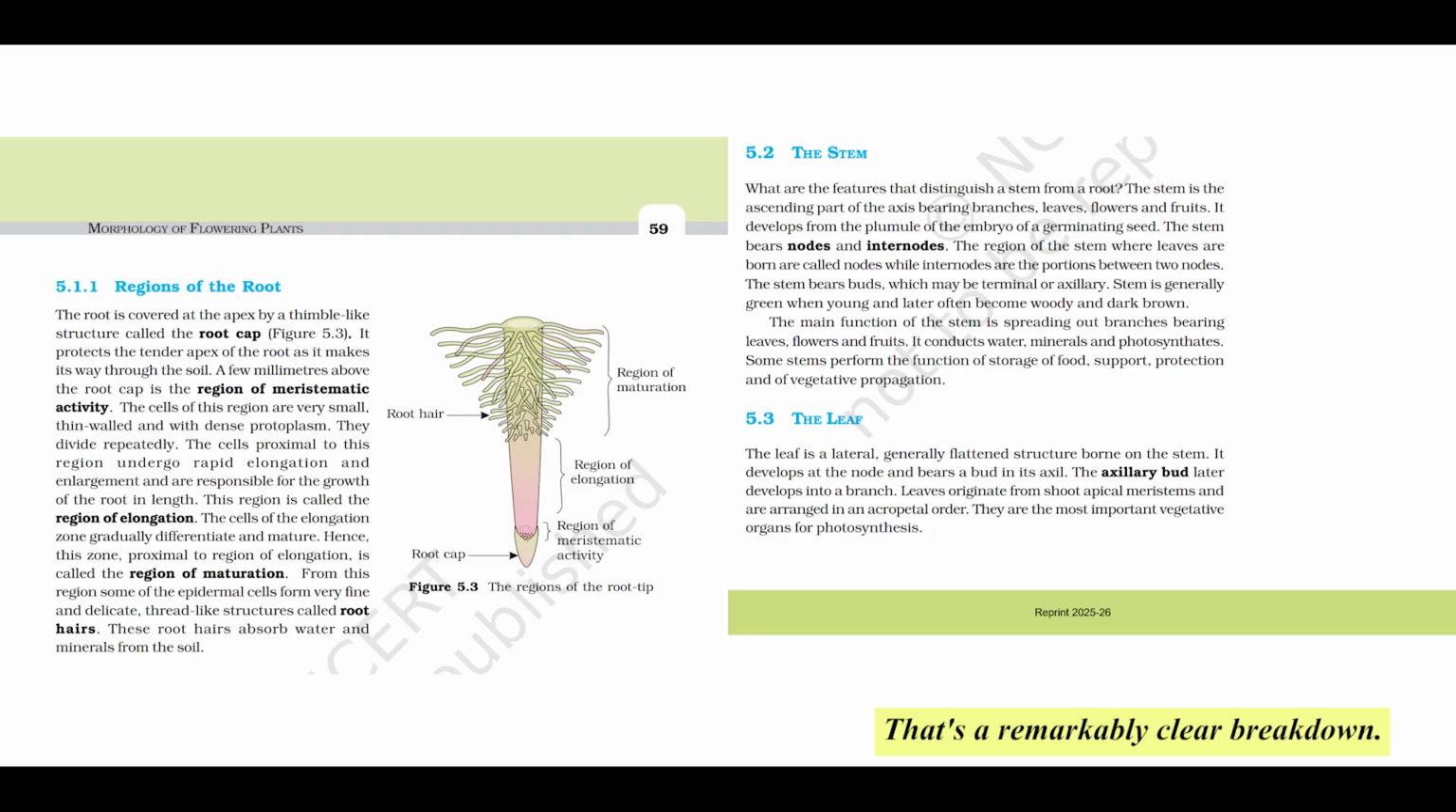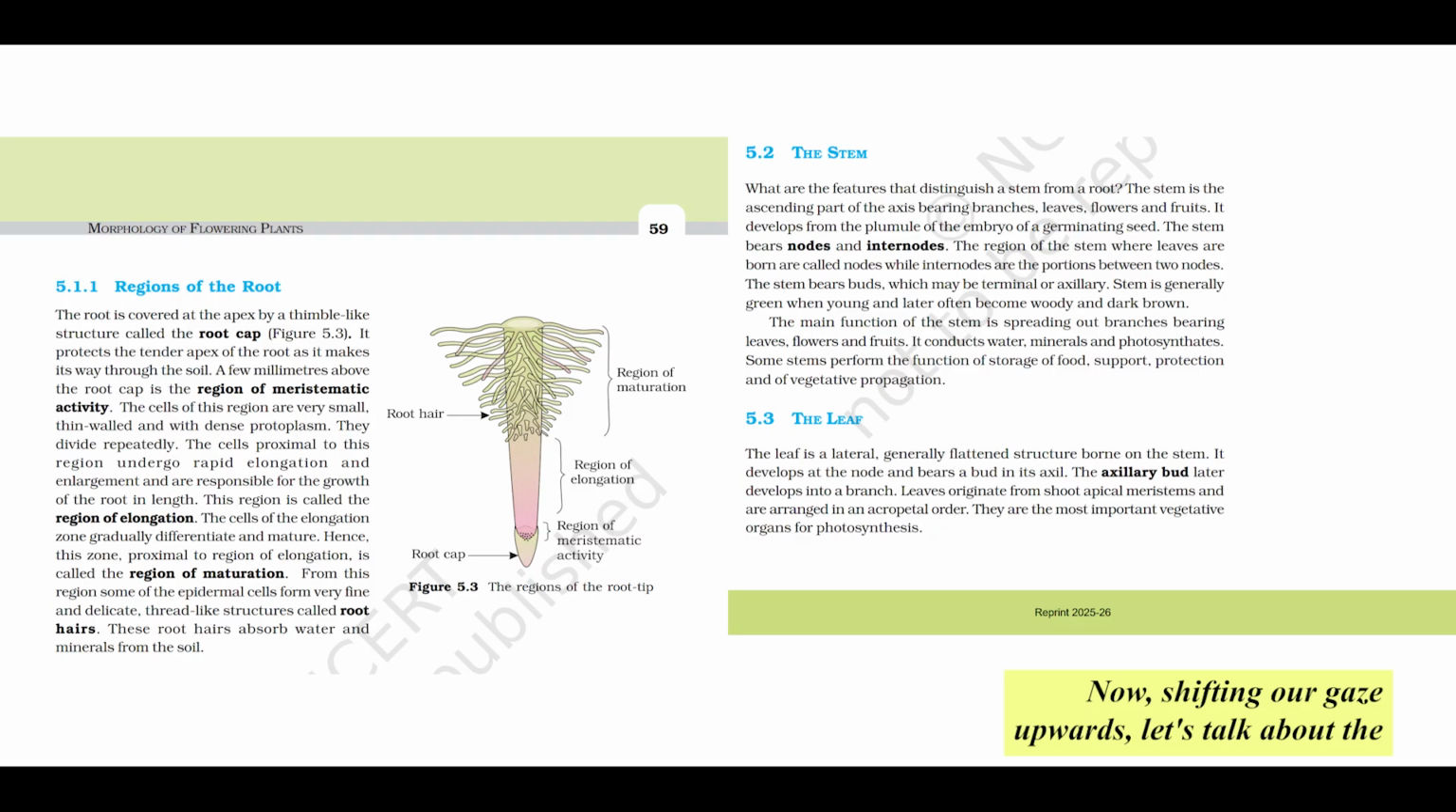That's a remarkably clear breakdown. So, if I'm understanding correctly, the meristematic region is the factory generating new cells. The elongation zone is where they stretch and push the root forward, contributing most to length increase. And the maturation zone is where cells specialize and form those vital root hairs for absorption. Understanding these distinct regions is absolutely crucial for any questions on root growth and development in competitive exams. It explains how the root actually does its job. Next, the stem. That's a powerful understanding of how roots operate underground.